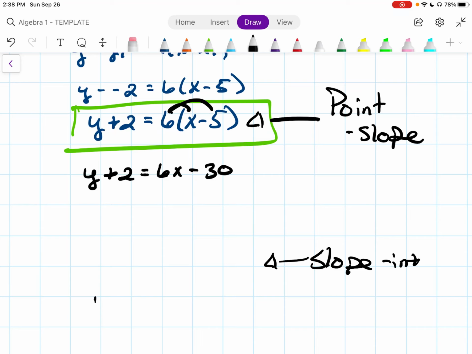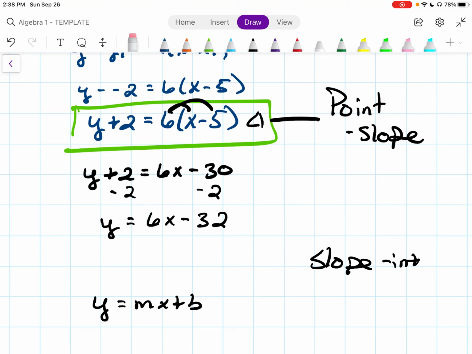Now remember, slope-intercept form looks like y equals mx plus b. I need to get my y alone. So I'm going to subtract 2 from both sides, and I'll have y equals 6x minus 32. And that is my slope-intercept form for that same line. These are talking about the same lines, just in different forms.